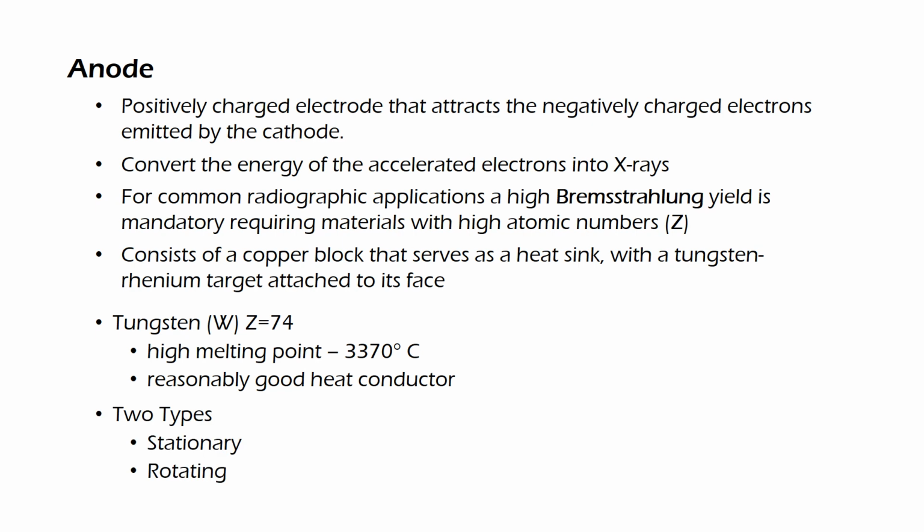There are two types of anodes: stationary and rotating anode. Next, we will learn about the features and use of these two anode types. Stationary anode.